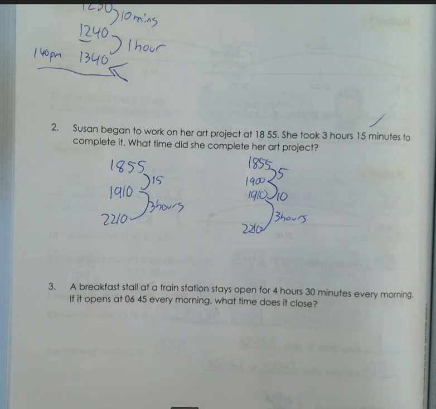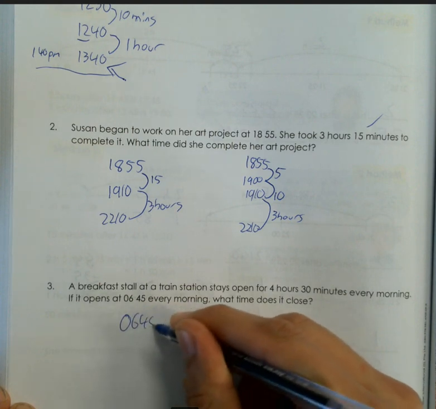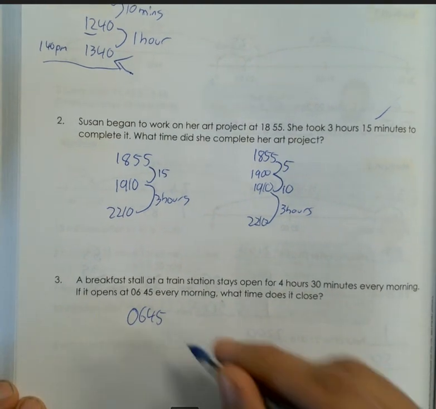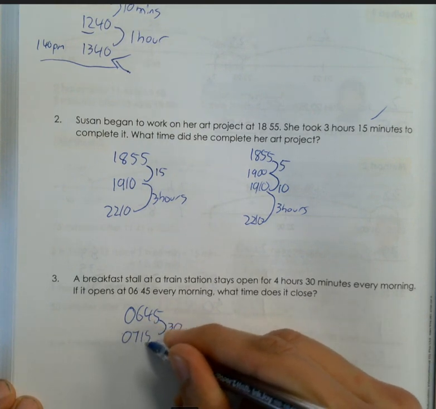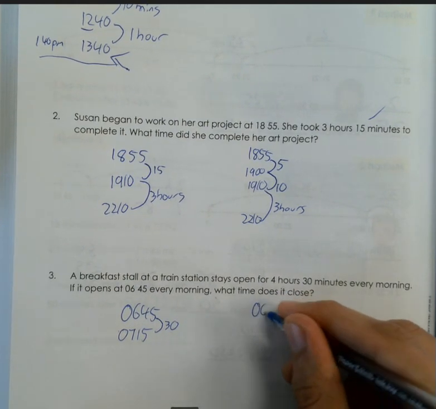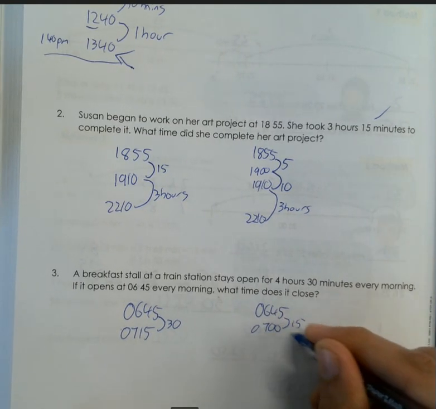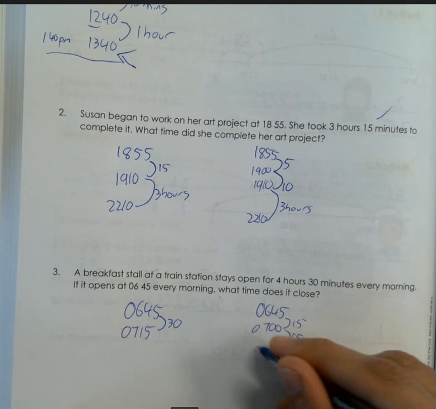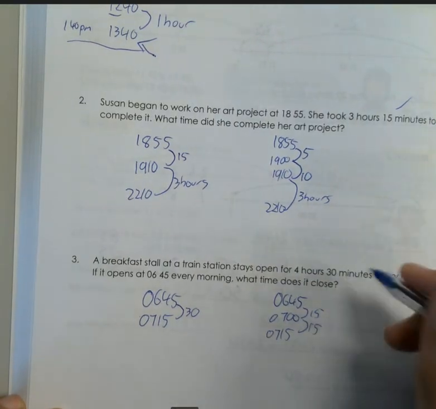Next, 4 hours and 30 minutes. Every morning the shop opens at 6:45. What time does it close? Opens at 6:45. Have to add 4 hours and 30 minutes. Adding 30 minutes will get me 7:15. Like I said, you could do it in 2 parts. Add 15 to get it to 7 o'clock. Add another 15 to get it to 7:15. Doesn't make a difference. Then I've done my minutes.